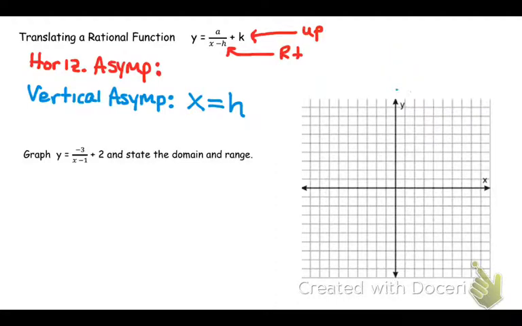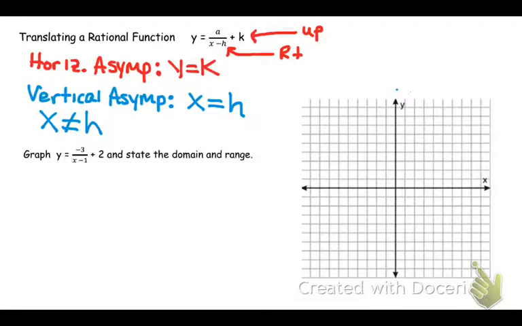The one thing is we can't have a denominator equal to 0, remember, so x cannot equal h. That would be if h were 3, and if x were equal to 3, 3 minus 3 of course is 0. So that is why x cannot equal h. And then our horizontal asymptote is going to be y equals the k value. And we'll discuss why that happens in class.